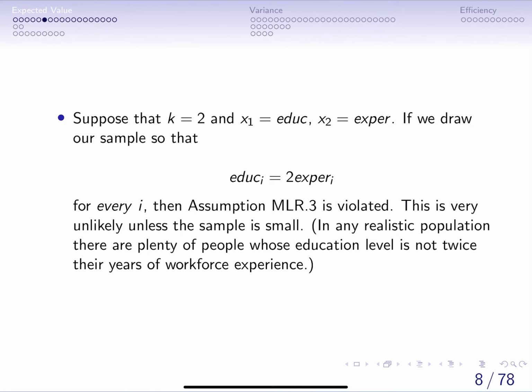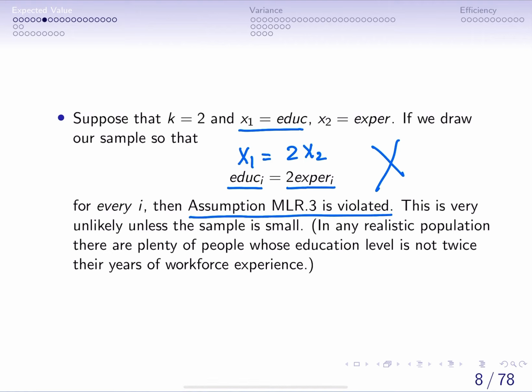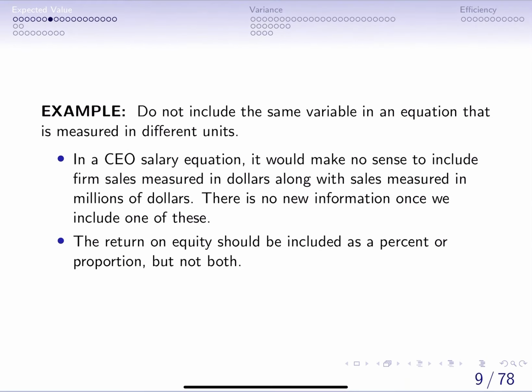Now, here's an example. So here, like I was telling you earlier, if you had some variable x1, let's say this is your x1, education, you shouldn't have a relationship that is saying that education is perfectly correlated with experience. So education's 2 times experience or education's 100 times experience, whatever that relationship might be, you don't want to have a relationship like this. Okay, so this is not going to work for us. Okay, so assumption MLR3 will be violated. Okay, so be careful about that.